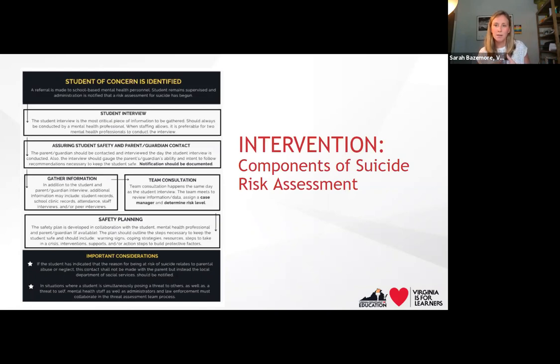So we're going to start by talking about how a student of concern is identified through whatever referral processes you have set up in your school. And we talked a little bit more about that in the previous presentation. It rolls into that student interview, which is so crucial and important, assuring student safety and that parent or guardian contact that occurs, gathering of information, moving into that team consultation. And we know that looks different at different schools. So we're going to talk about some of the basics that need to be in place for that to be successful, rolling into safety planning, and talking about what you do to support the student moving forward.